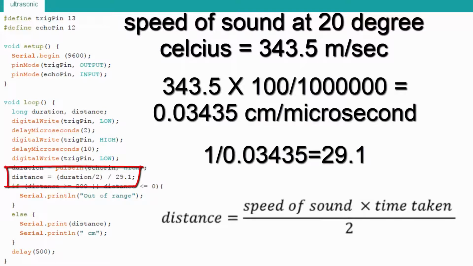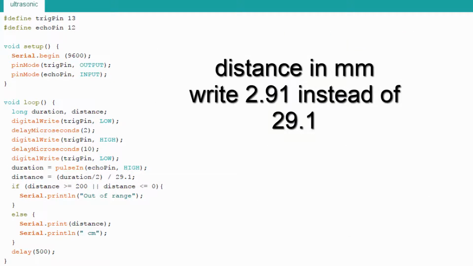And put this value in the original formula, and in place of time write duration. If you want distance in millimeters, you can write 2.91 instead of 29.1 and change Serial.println to mm.